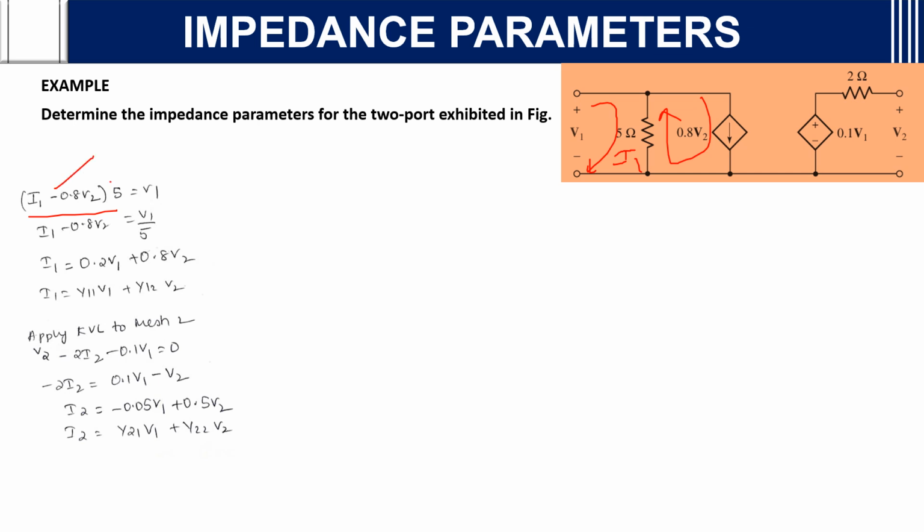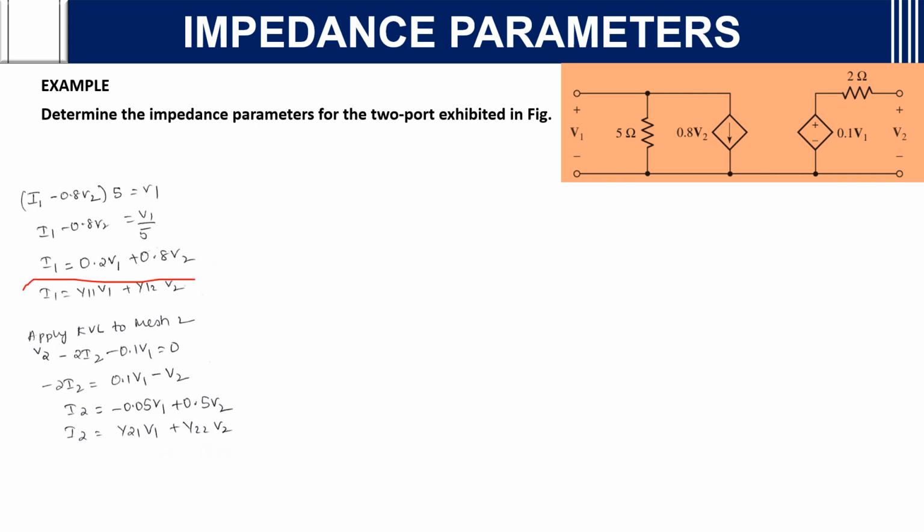That is nothing but I into R, V is equal to I into R form. So V1 is equal to I1 minus 0.8 V2, as they are flowing in the opposite direction through 5 ohms, into 5 ohms. From this you can find that I1 is equal to 0.2 V1 plus 0.8 V2. I1 is equal to Y11 V1 plus Y12 V2.